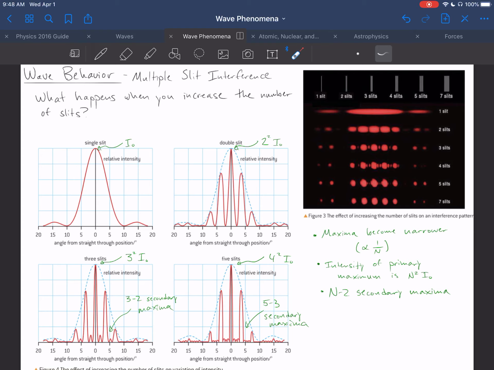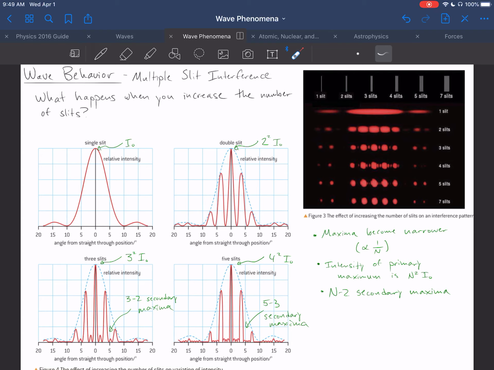And to think about that, think about the number of points of light that are arriving at every point of perfectly constructive interference. With a double slit interference pattern, you're having 2 amplitudes worth of light, and therefore 2 squared of the original intensity at that central maximum. Whereas with 3 slits, you have light coming from 3 different points, and so 3 amplitudes worth of perfectly constructive interference. This gives an intensity of 3 squared I naught, or 9 times I naught. This pattern continues, although I can see in my notes I've written 4 squared here. This should be 5 squared times I naught, because there are 5 slits. So the intensity of the primary maxima is n squared times I naught.